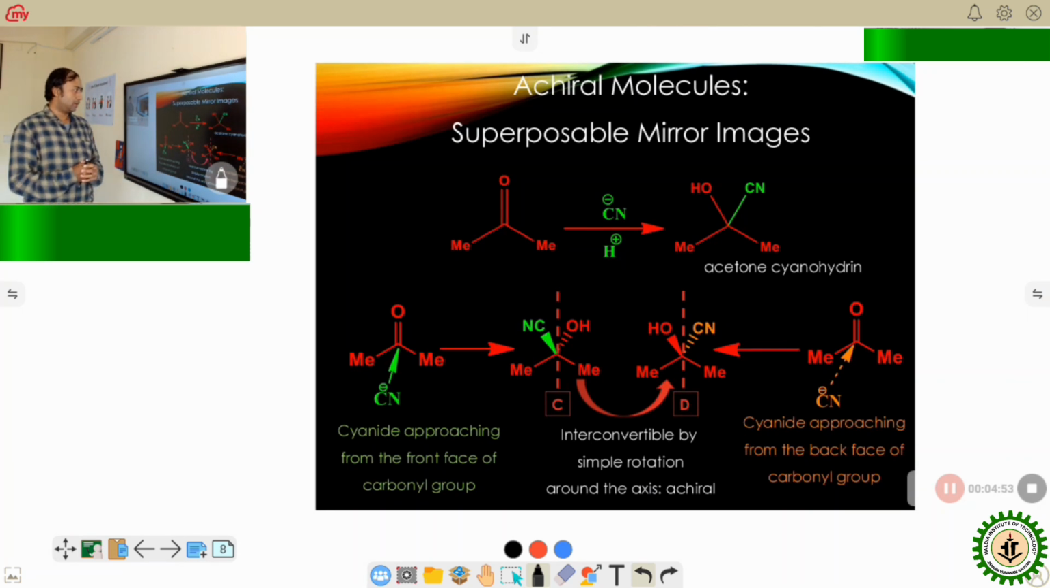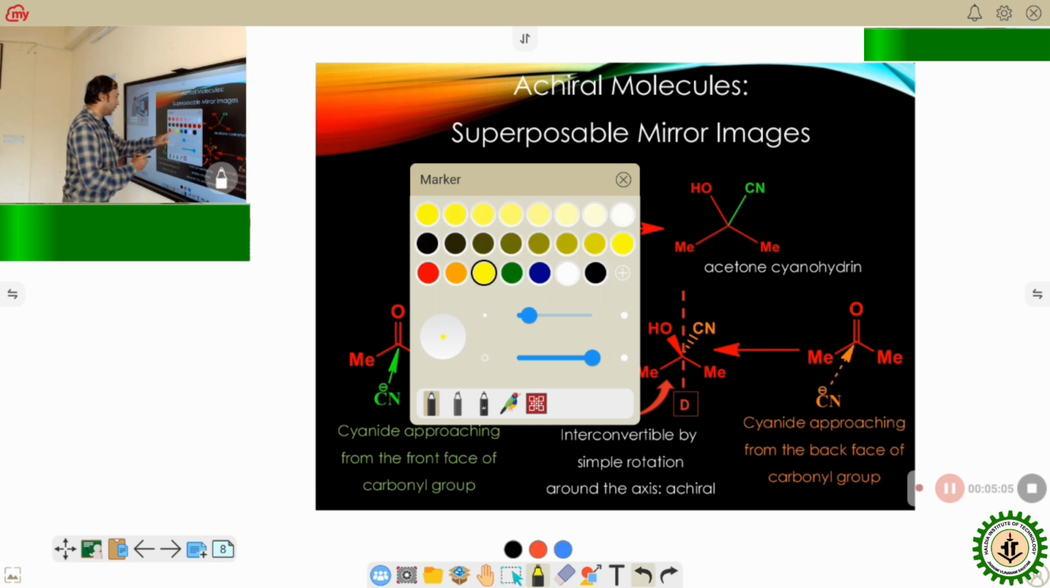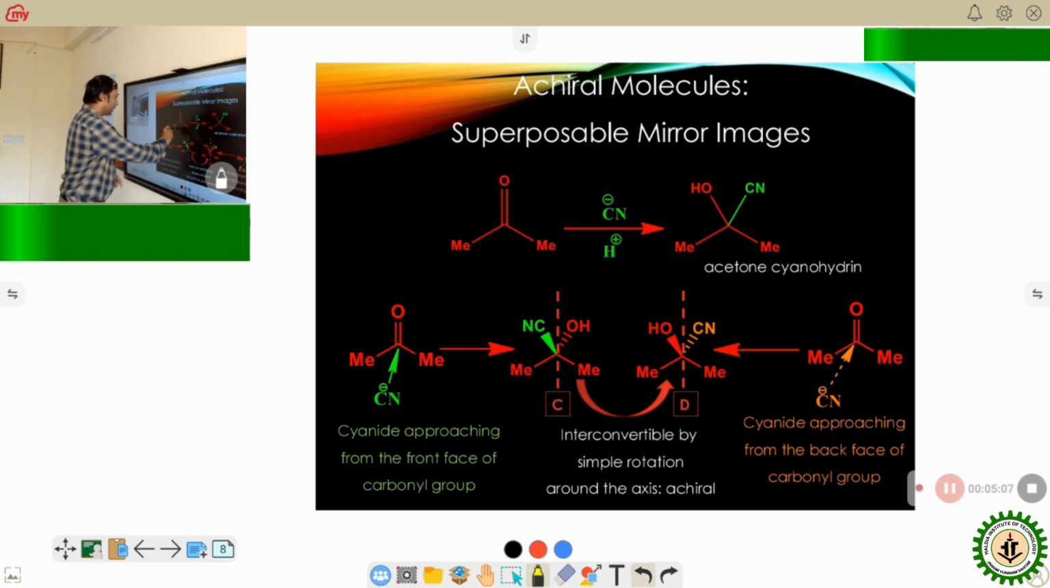So now, what are achiral molecules? Here we see another reaction where we have two methyl groups, and it is the same reaction with cyanide, and we get acetone cyanohydrin. Here also the same thing can happen: cyanide can attack from the top of the plane of the board, and it can also attack from behind the plane of the board.